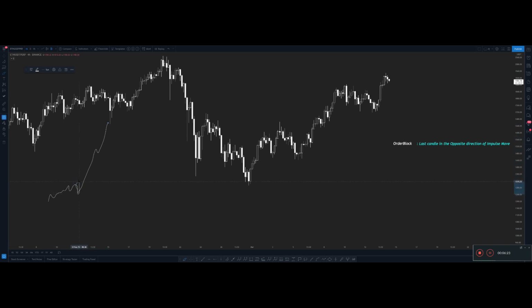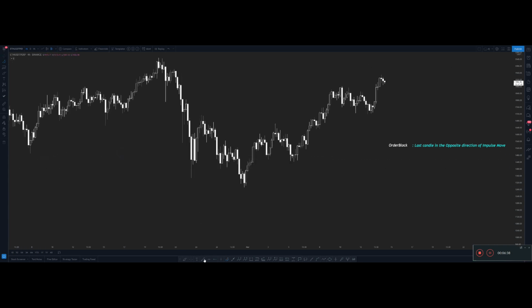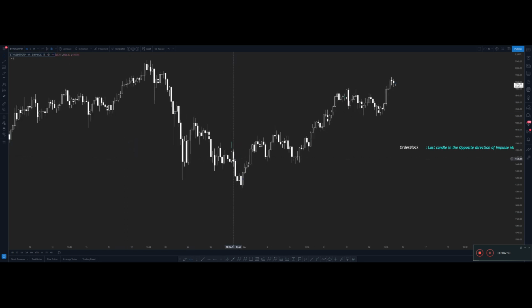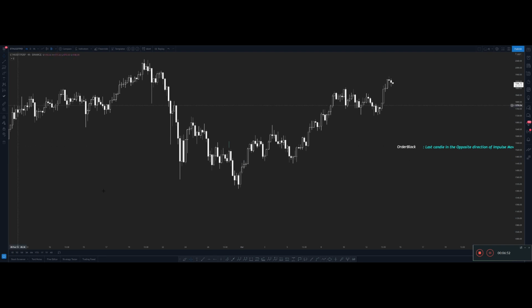So that consolidation, if you go on a smaller time frame, would be in consolidation because that's an opposite candle. So that becomes an order block for you. I'll just show you a live example here. As you can see, this was the last candle. I'll just mark that candle for you. So this one over here, this green candle over here. Take this, just measure your body.